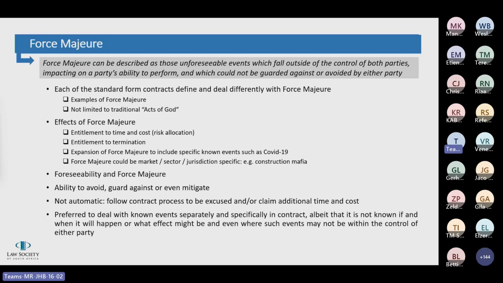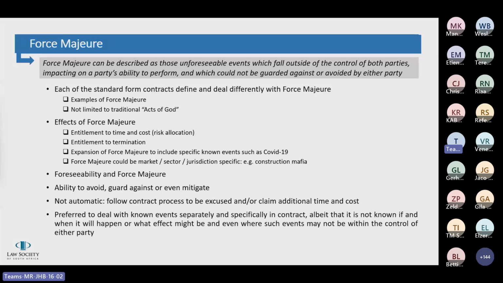You'll see that in the standard form construction contracts, the rights under force majeure are often extended for a contractor to claim extension of time, and sometimes even to claim additional cost associated with such a delay. However, where it does not specify the time or the cost, the contractor will not be entitled to that, and it will merely be entitled to excuse of non-performance.